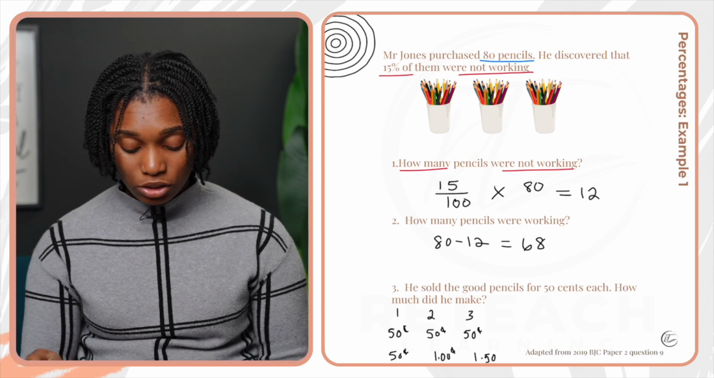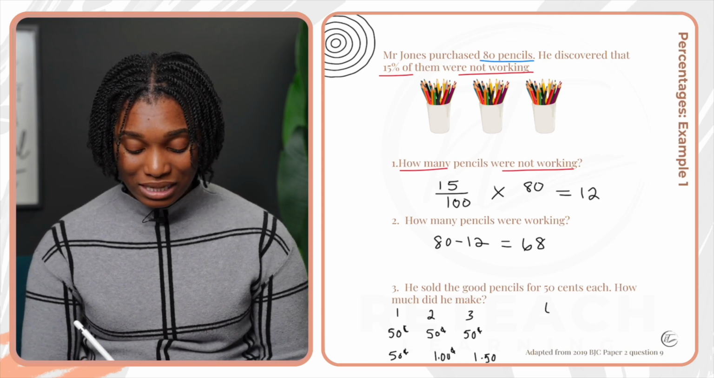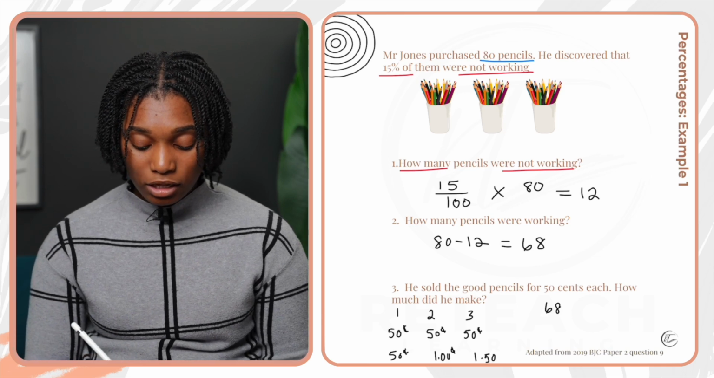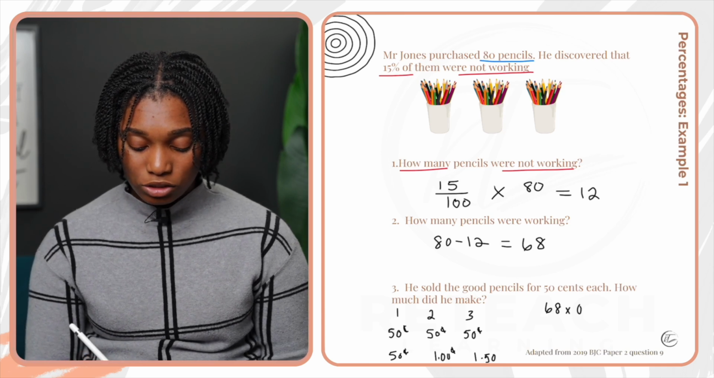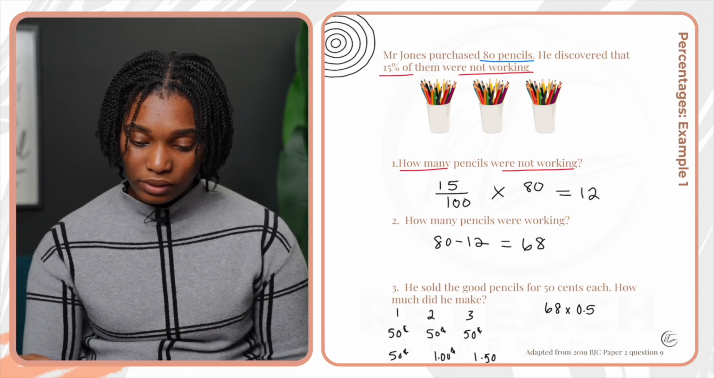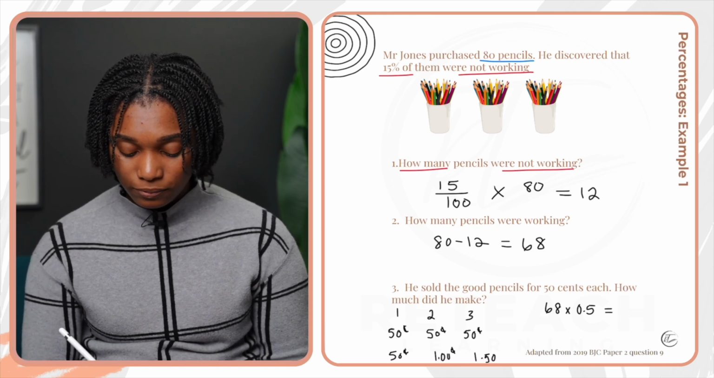So to find our answer, we're simply going to multiply 68, which is how many pencils we're going to actually be able to sell, by the cost that we're selling it for. So that's 0.5. All right, times 0.5. And that's going to be $34.